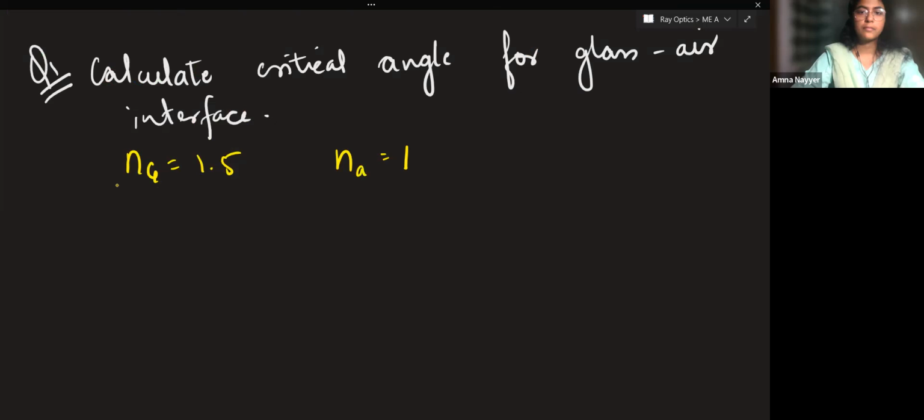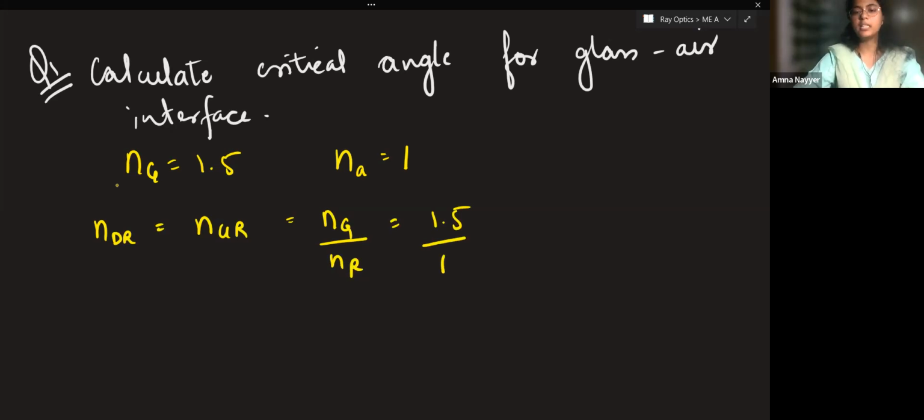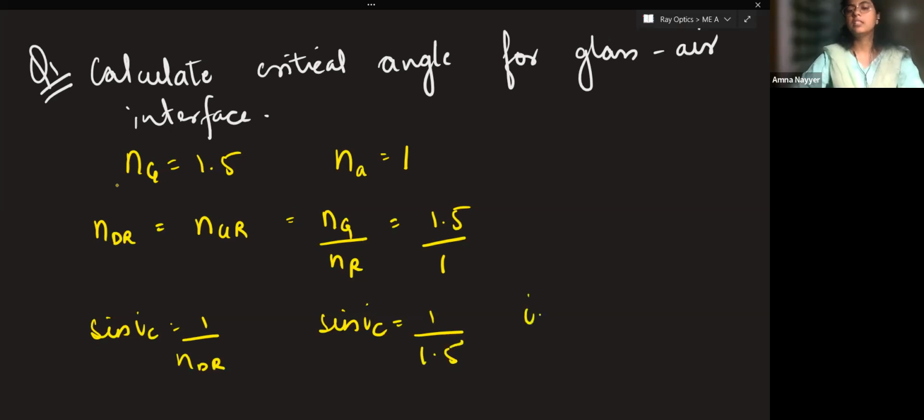Air. So see, n_dr means here it will be n_gr. Denser is glass and rarer is air. So n_gr means n_g by n_r, that is 1.5 by 1. And you know sin i_c is 1 by n_dr. So sin i_c will become 1 by 1.5. So the critical angle will become sin inverse of 1 by 1.5.